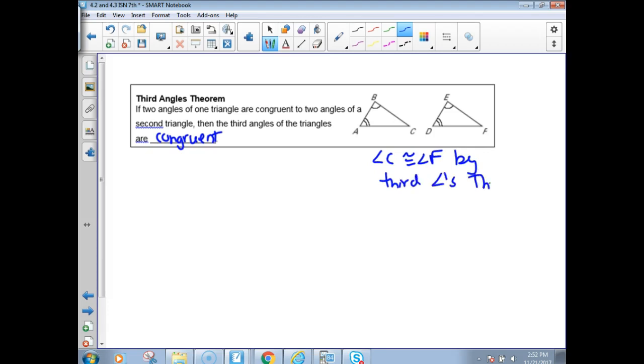We will be doing proofs next week. We're going to be starting to look at proof again, and we're going to be proving that triangles are congruent. So this might be a way for you to say some angles were congruent. Right? Anybody still need this?